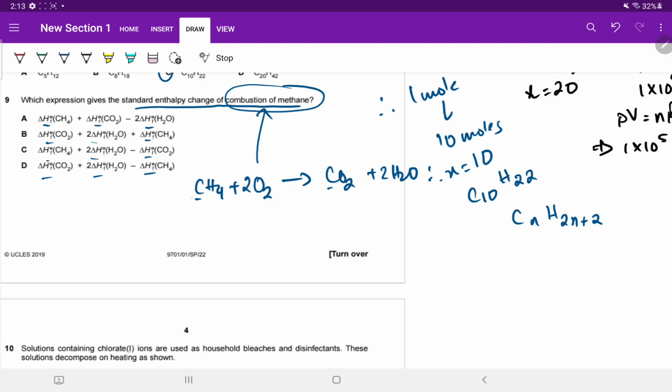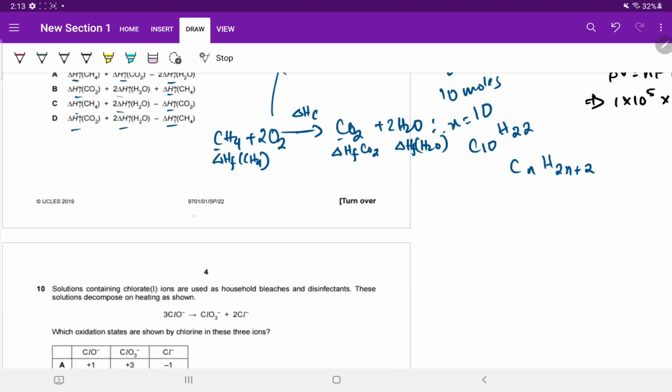Let's see if our equation is balanced or not. So 1 carbon on both sides, 4 hydrogen and 4 oxygen. So our equation is balanced. Over here we have formation of carbon dioxide. We have got enthalpy change of formation of water given to us, and we also have enthalpy change of formation of methane given to us, and we have to find out enthalpy change of combustion. Okay, so this is our main equation which we have enthalpy change of combustion.